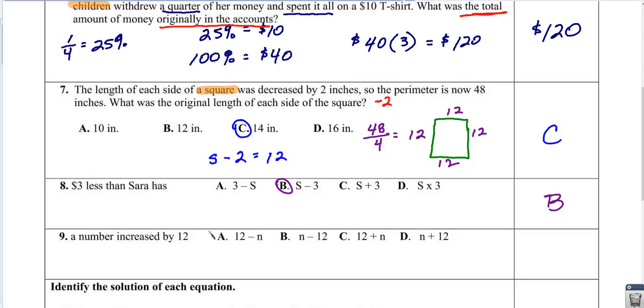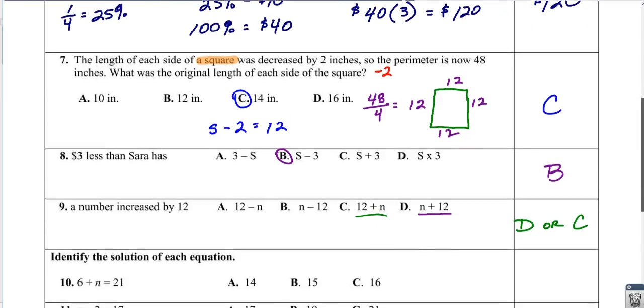A number increased by 12. So here's a number increased by 12. Is D the only answer that works there? No. Why not? Somebody's telling me there's another answer. Why isn't D the only one? Because when you're adding numbers, it doesn't really matter. Yeah, adding number order doesn't matter. What do we call that property? Nice, commutative, right. So in this case, either C or D would be correct answers. Because when you're adding, you get to use the commutative property. The order does not matter.